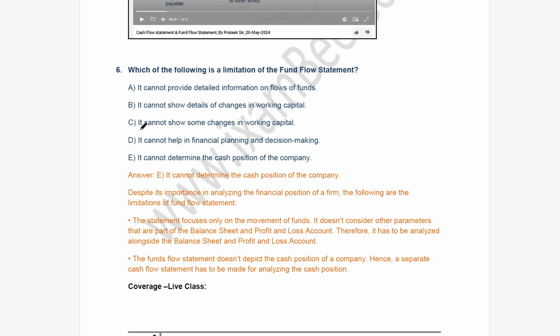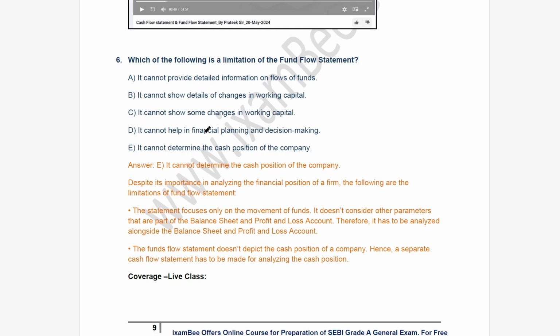Last question that came from the accounts segment was related to fund flow, and a limitation of the fund flow statement was asked. Various statements were given. One of the statements was related to whether it can determine the cash flow or the cash position of the company. So that is incorrect, because the cash position of the company is given by the cash flow statement, okay, and not the fund flow statement.